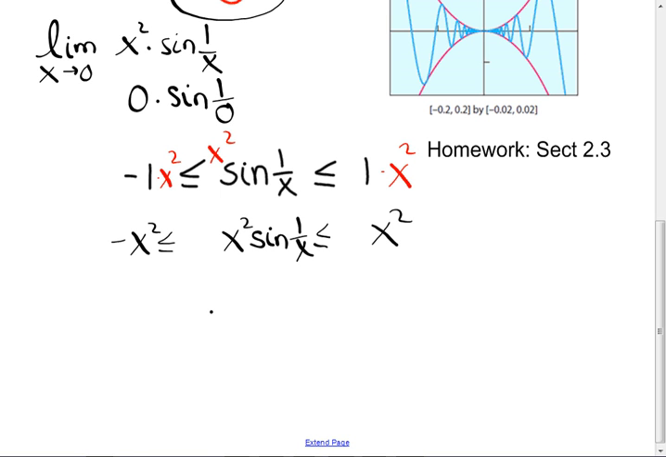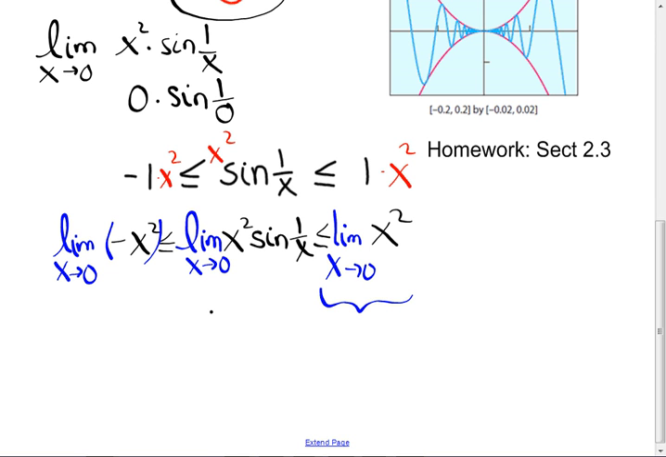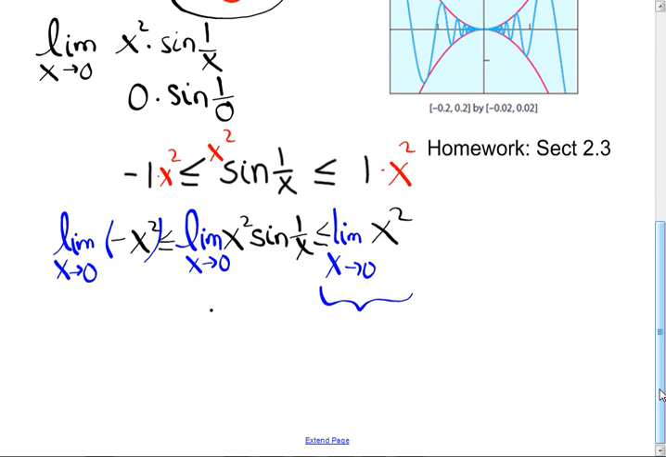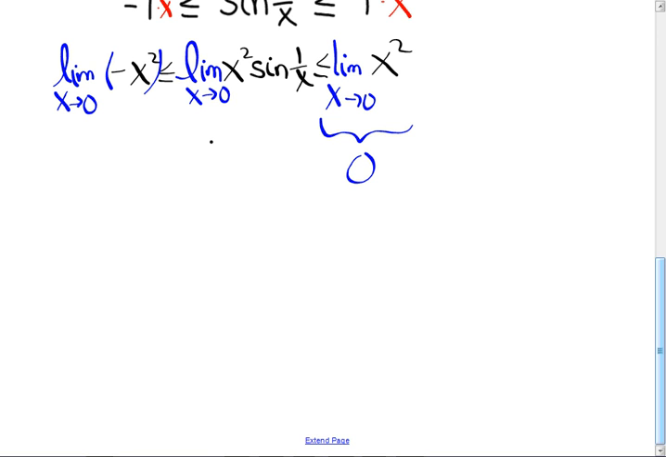And now I'm going to take the limit. What value do you think I want to take the limit at? Yeah, let's take the limit as x approaches 0. If I can get the same value on the left side as I do on the right side, this is sandwiched or trapped in between, being squeezed, squeeze theorem, as x approaches 0. What's that limit? That's 0. I know that.